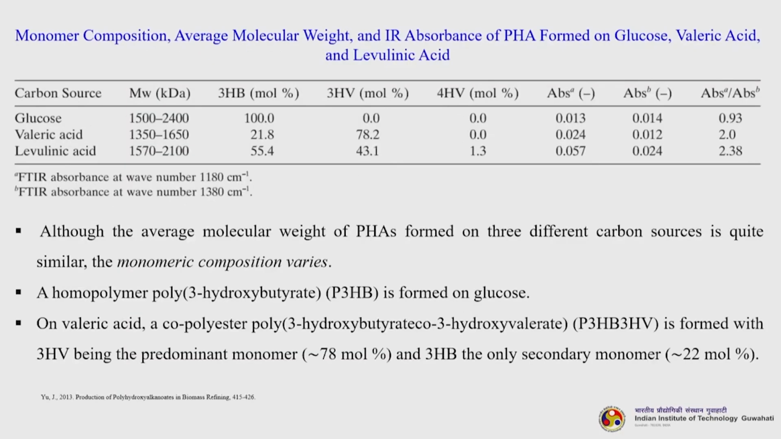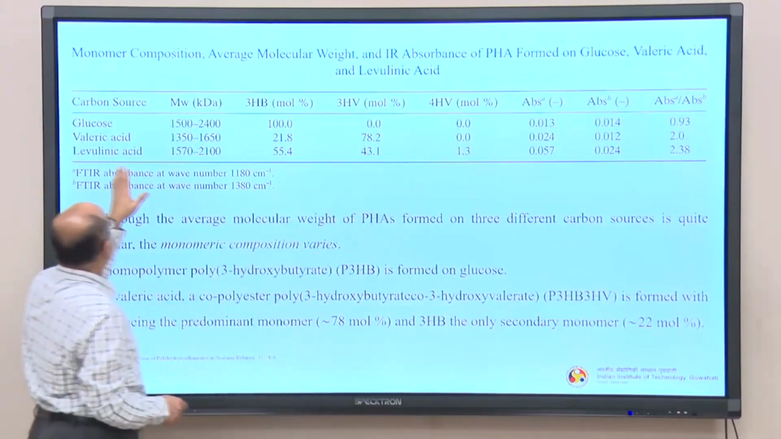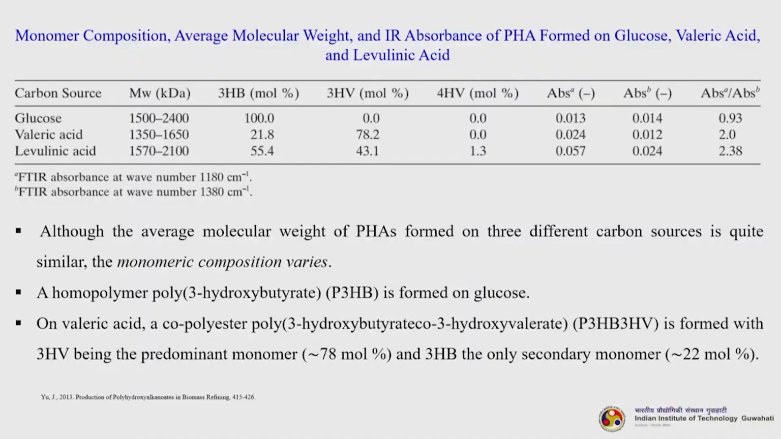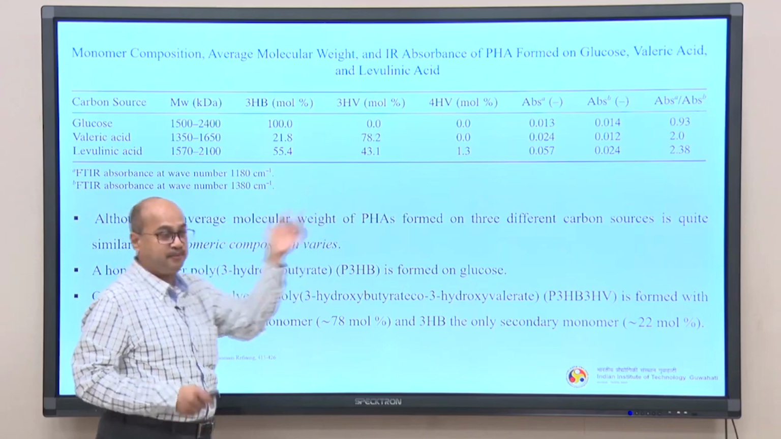So, this table tells you about the monomer composition, average molecular weight, and IR absorbance of the PHA formed on glucose, valeric acid as well as levulinic acid. Three different carbon sources are given, with their molecular weight and how much 3HB is getting formed. You can see from glucose it is 100% 3HB, 0 3HV, 0 4HB. When you come to valeric acid, you see that 3HB is less, whereas 3HV is more, and no 4HB. And when you talk about levulinic acid, there is a balanced formation of 3HB as well as 3HV.